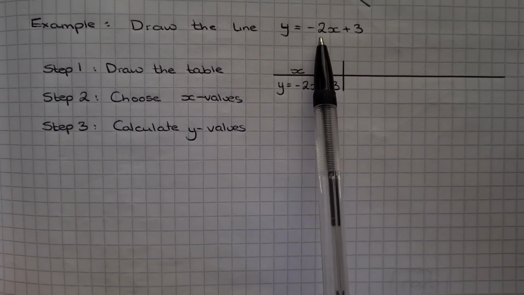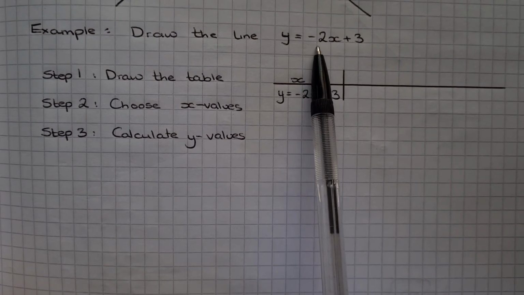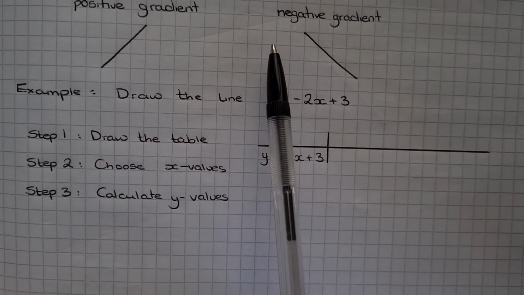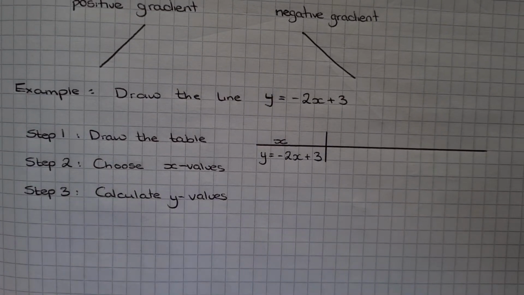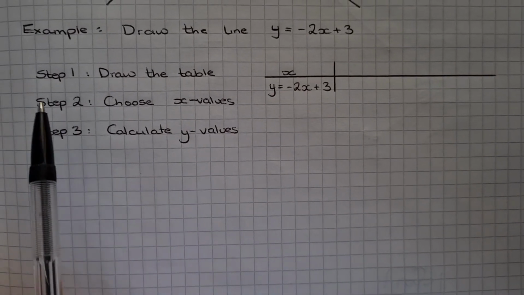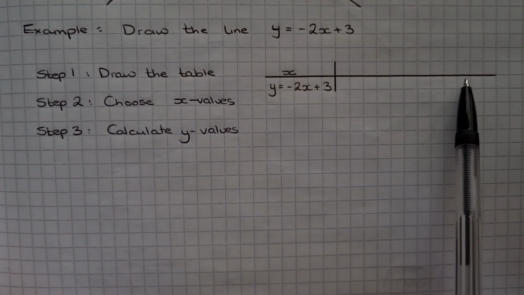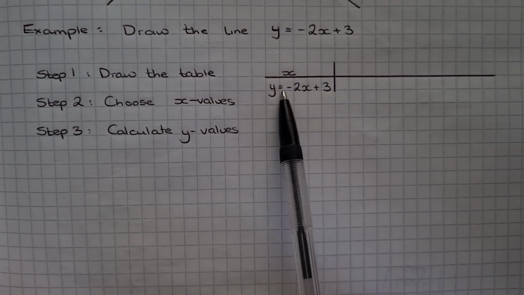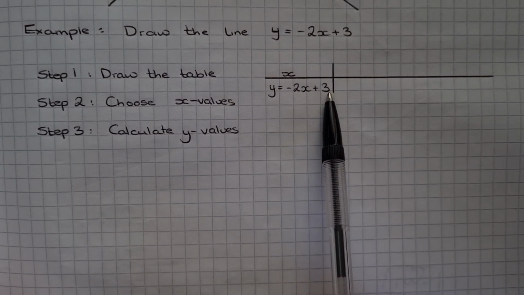This negative 2 means that we've got a negative gradient, which means when we draw our line, it should be sloping down the way from left to right. Now, same steps as before. Step 1 is draw the table. So here it is. X always goes here, and then whatever the equation of the line is goes underneath it.